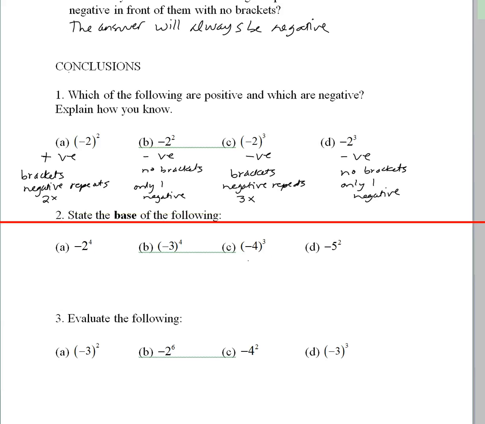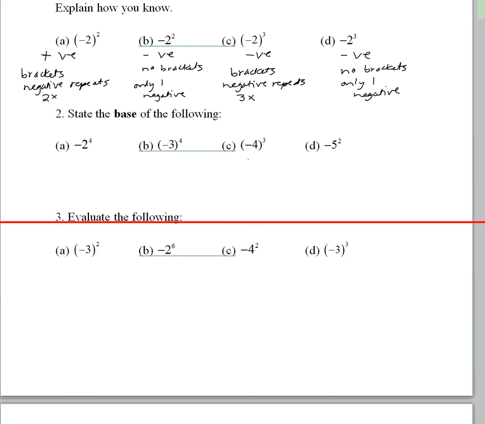So this next one, what do you think the base of these are? Well, because the first one doesn't have brackets, that means the negative sign is not included. The negative does not repeat. So the base is actually just positive 2. The next one, because it has brackets, the negative sign will repeat. It will be part of the base. So the base is negative 3. Likewise for C, the base will be negative 4 because it had the brackets. And for D, the base will be positive 5 without brackets. Just the 5 repeats, the negative does not.